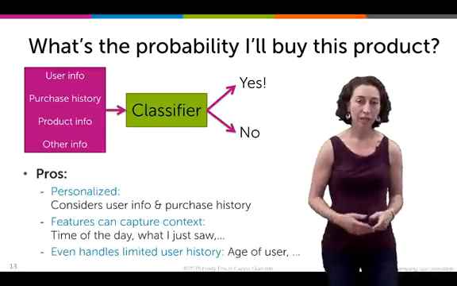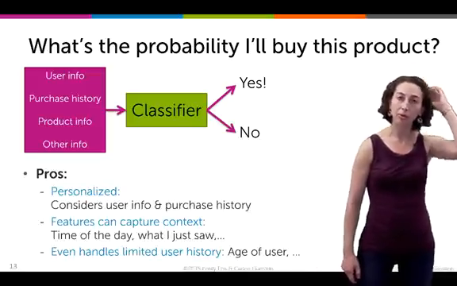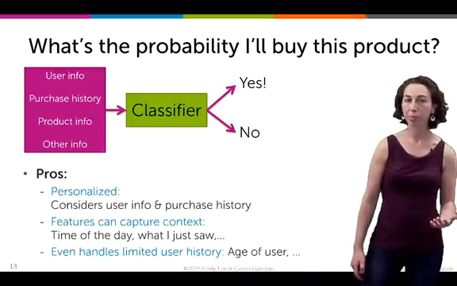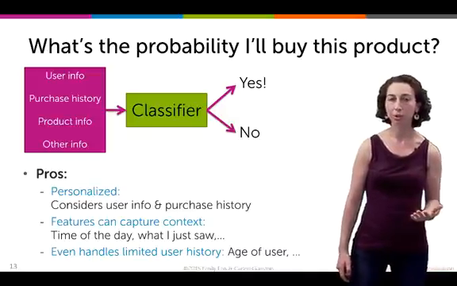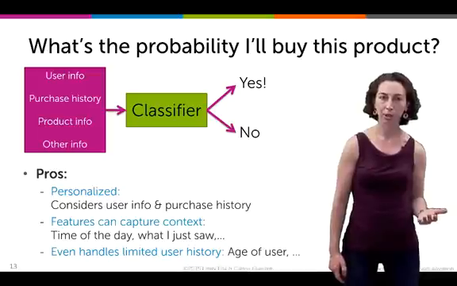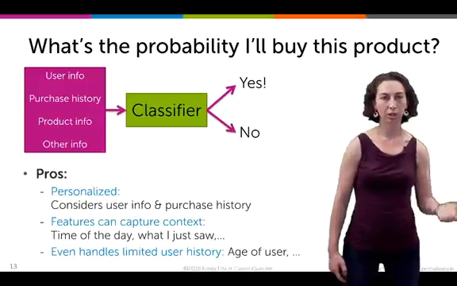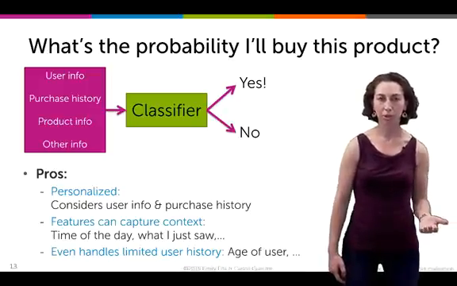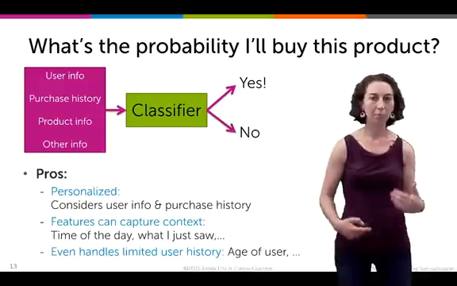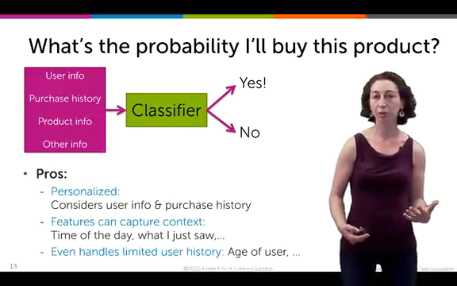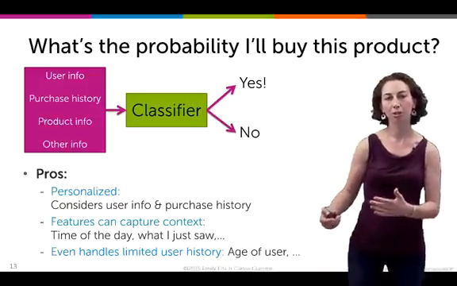Well, this type of classification approach has a lot of things going for it. So first, it can be very personalized. We're using features of the user as well as the user's purchase history. And in addition, this model can capture context. So for example, we can take into consideration the time of the day, what that person just saw. So for example, maybe I'm much more likely to purchase a textbook during the day or home products at night.